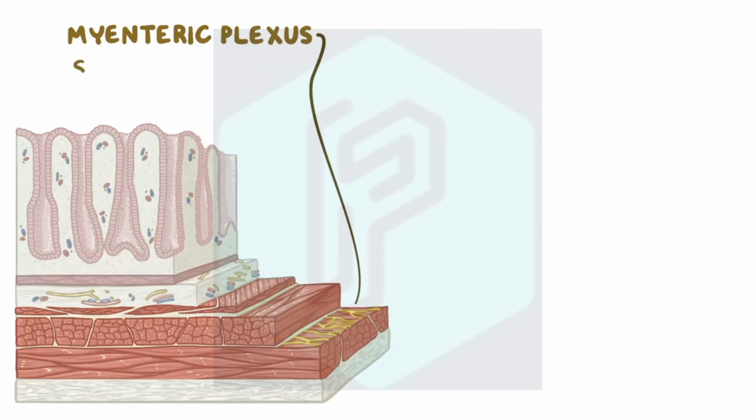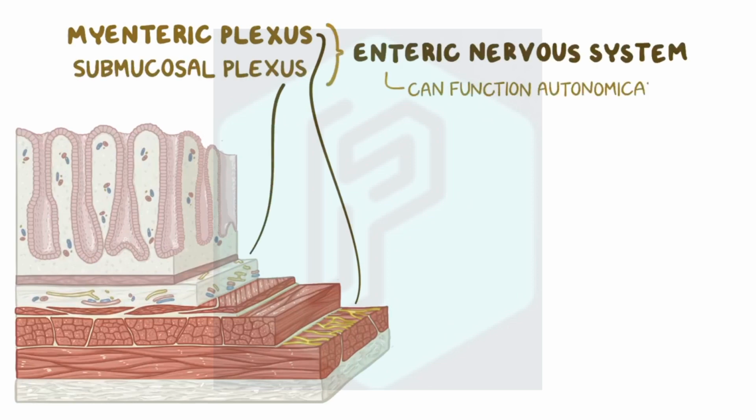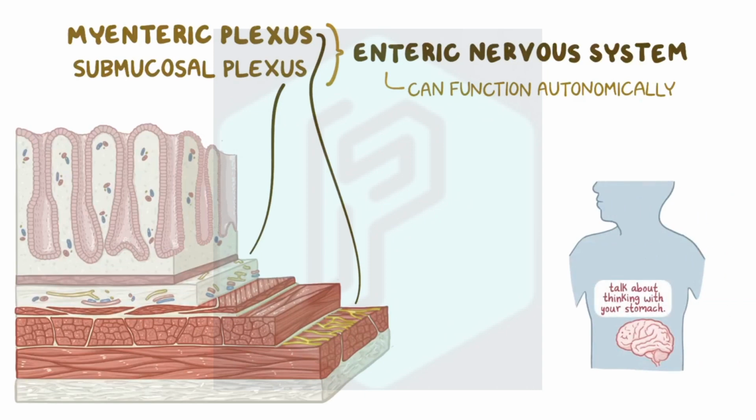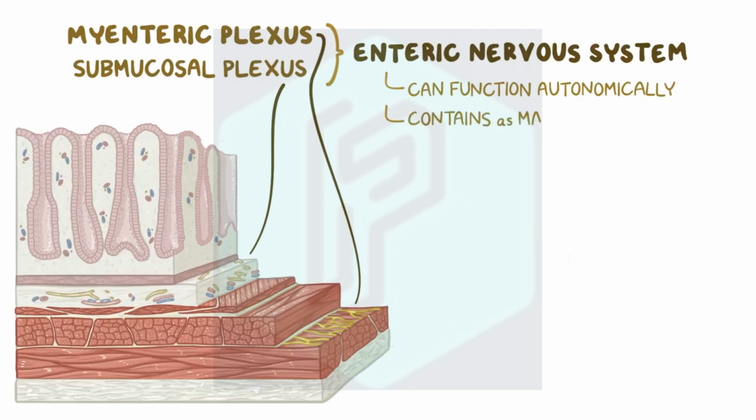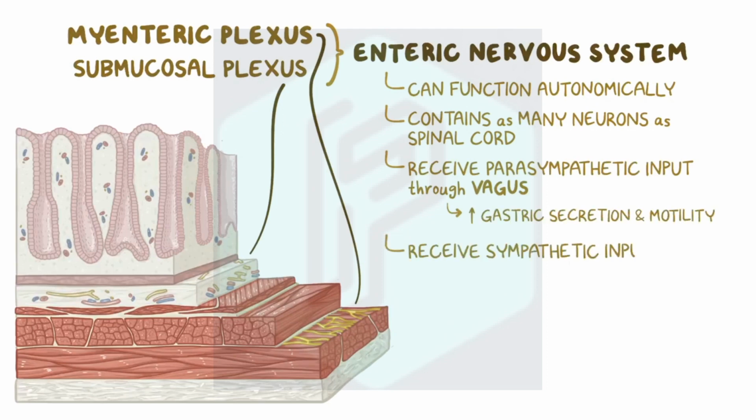Both the myenteric and submucosal plexuses make up the enteric nervous system, which can function autonomically without input from the central nervous system, and is often called the second brain because of how many interconnected nerves there are. In fact, the myenteric and submucosal plexuses contain just as many neurons as the spinal cord. In addition, they're connected to the central nervous system. They receive parasympathetic input through the vagus nerve, which increases gastric secretion and motility, and sympathetic input through nerve fibers from the celiac ganglion, which inhibits those functions.